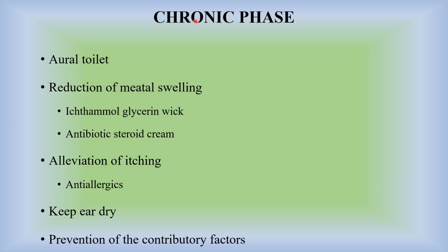on it. For the chronic phase, the main treatment option is again oral toilet cleaning. Reduction of the meatal swelling by placement of ichthammoglycerin wicks, antibiotic steroid cream wicks, or antibiotic steroid drops wicks, or application of cream or drops for a long time, 2 weeks, 3 weeks. Alleviation of itching with prescription of anti-allergics. Then side by side, keep the ear dry and look for any contributory factors which lead to this chronic phase and avoid or prevent them. One is constant putting of water inside the ear like swimming.